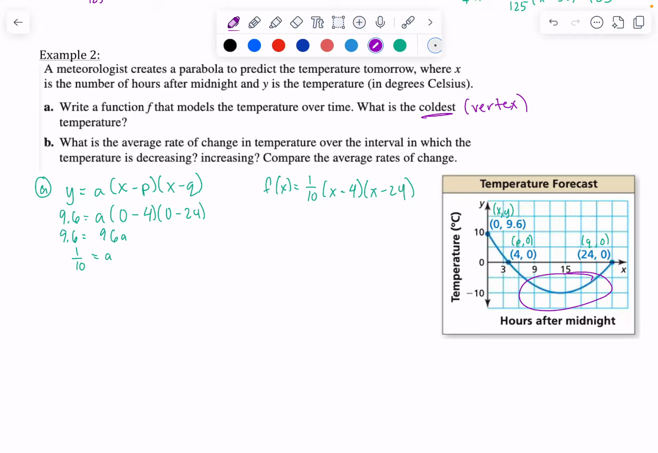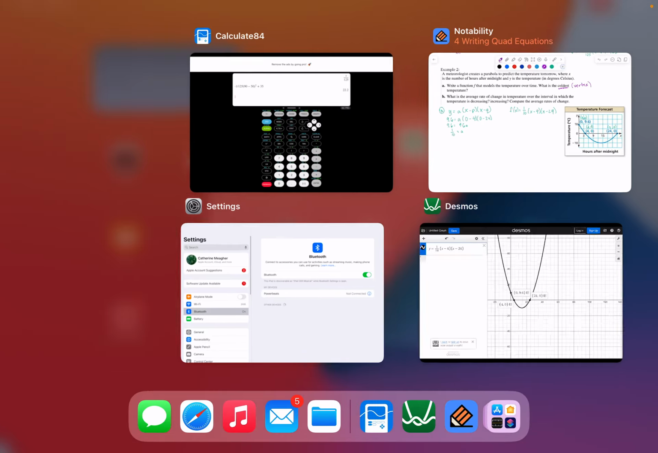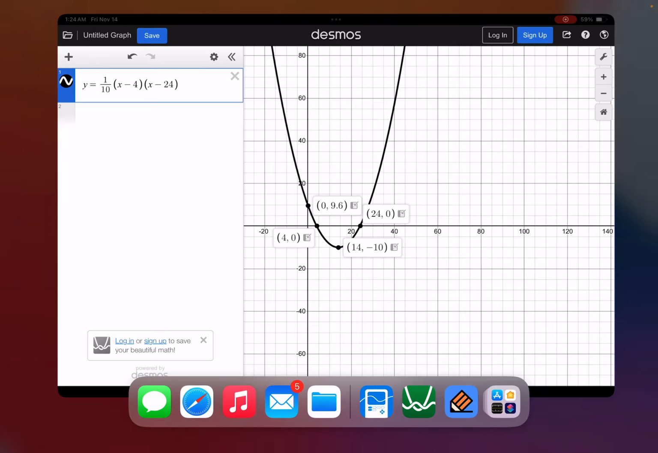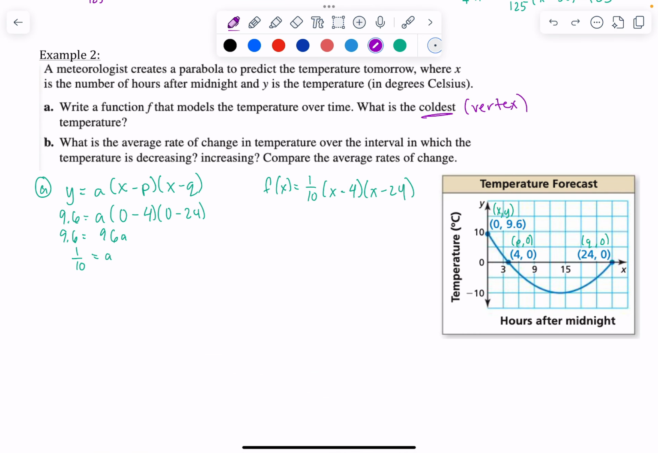Now, if I look at the graph, I could kind of assume that the coldest it gets is -10 just from looking at this. But let's pretend I can't assume, because maybe I'm wrong. If you have access to a graphing calculator, you could look at the vertex here and confirm that it is -10. What if I didn't have a graphing calculator? Well, remember then, I would have to find the vertex.